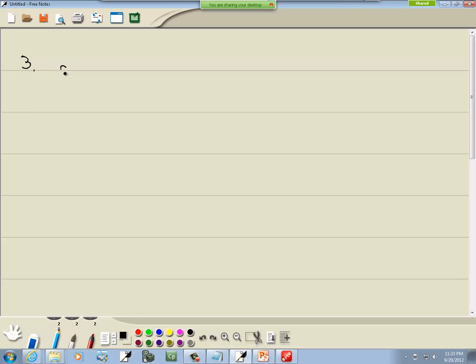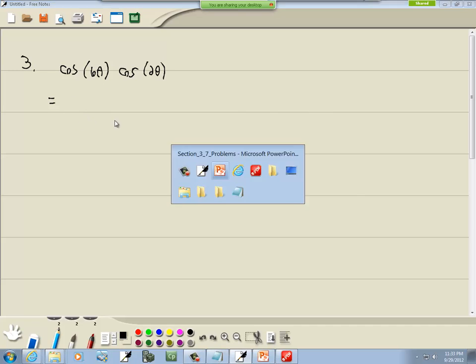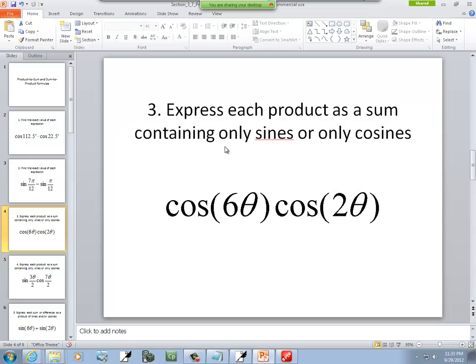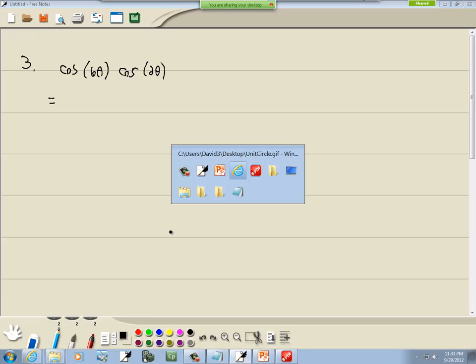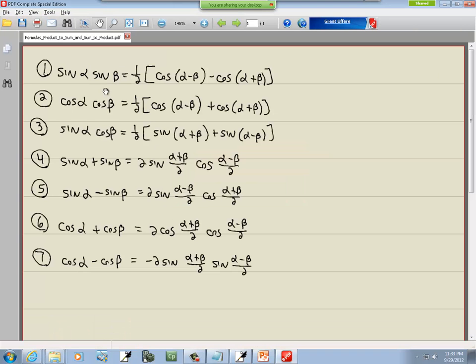Let's see, got cosine of 6 theta, cosine of 2 theta. Some of these we're using in Calc 2 now. These formulas come in handy. It says express each product as a sum containing only sines or only cosines. So we got cosine of something times cosine of something. So let's go look at our formulas. Cosine of something times cosine of something, that's formula 2.